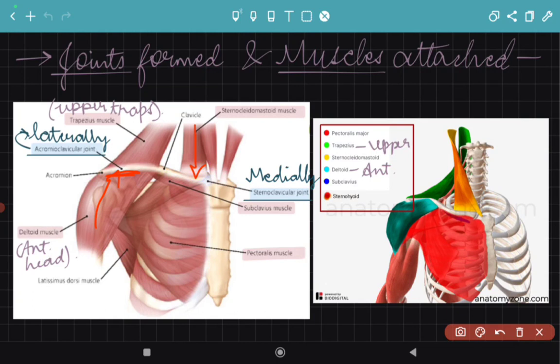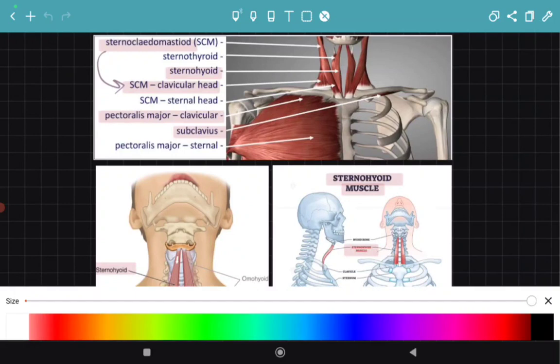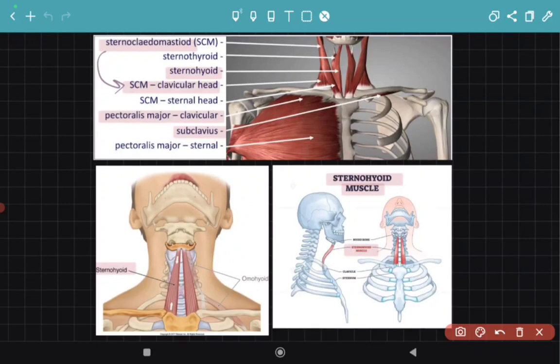Sternocleidomastoid attaching at the medial end of clavicle. Similarly, subclavius attaching at the medial end of the clavicle and pectoralis major also attaching at the medial end of the clavicle. Other than this, there is sternohyoid muscle which can be seen here attaching at medial end of clavicle and going to insert to the hyoid bone.